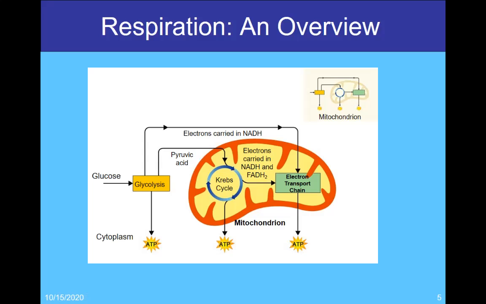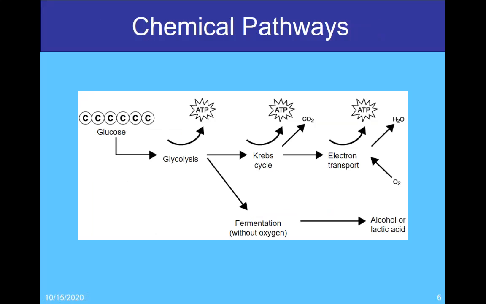Let's go ahead and take another look at this chemical pathway, looking a little bit more at those stages again. So here we go. We've got a glucose molecule. Remember, there are 6 carbons, so we can count them here. 1, 2, 3, 4, 5, and 6. That's going to go through glycolysis, which takes place where? That's right, in the cytoplasm, and it produces a little bit of ATP.